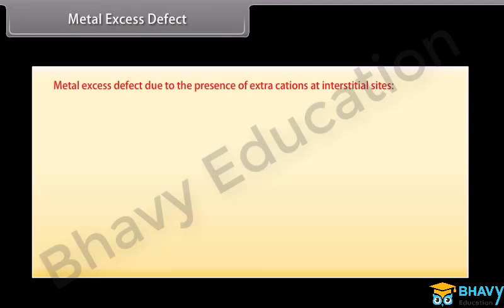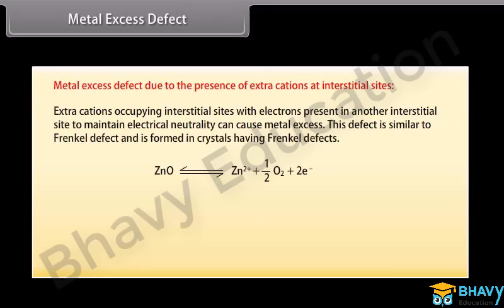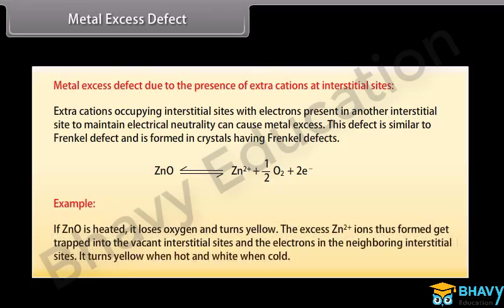Metal excess defect due to the presence of extra cations at interstitial sites. Extra cations occupying interstitial sites, with electrons present in other interstitial sites to maintain electrical neutrality, can cause metal excess. This defect is similar to Frenkel defect and is formed in crystals having Frenkel defects. Example: if ZnO is heated, it loses oxygen and turns yellow. The excess Zn2+ ions thus formed get trapped in the vacant interstitial sites and the electrons in the neighboring interstitial sites. It turns yellow when hot and white when cold.